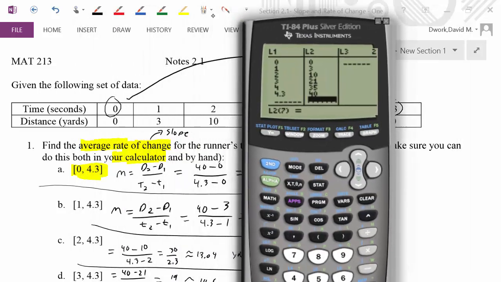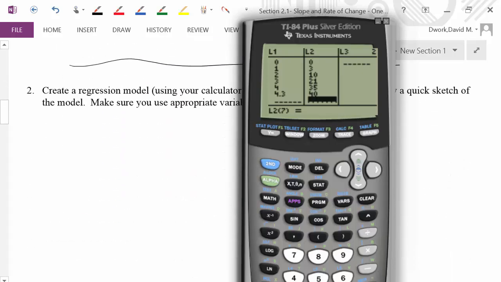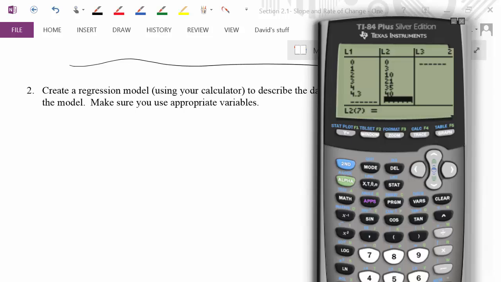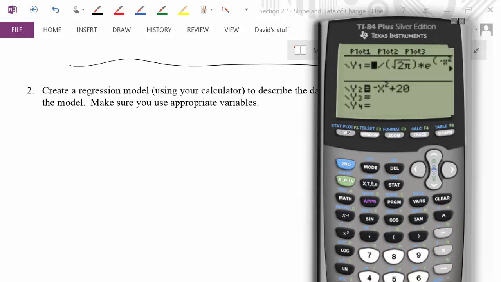Okay, so now we have all of our data in. So now we're ready to actually calculate the regression. So the first thing we need to do whenever calculating a regression is figure out what you're looking at. So what we're going to do is make a graph of this data to see what kind of regression model we should use. So I'm going to go ahead and press Y equals.